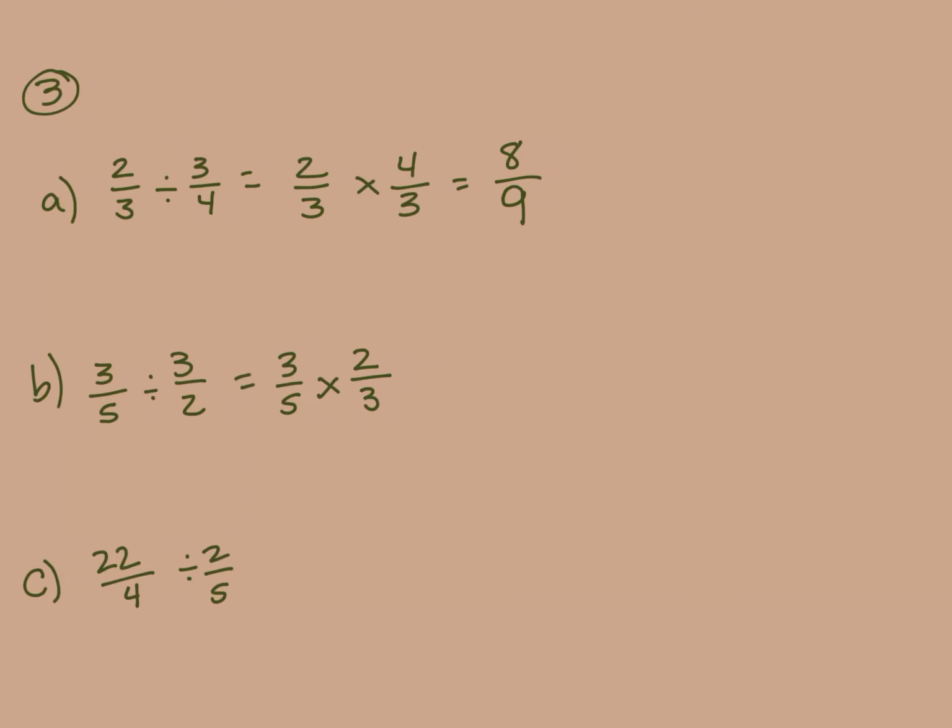Here is where you can start reducing. 3 goes into 3 once, and 3 goes into 3 once. 1 times 2 is 2. 5 times 1 is 5. Leave the first fraction, flip the second. 2 goes into 2 once, and 2 goes into 22 11 times. 11 times 5 is 55, and 4 times 1 is 4.